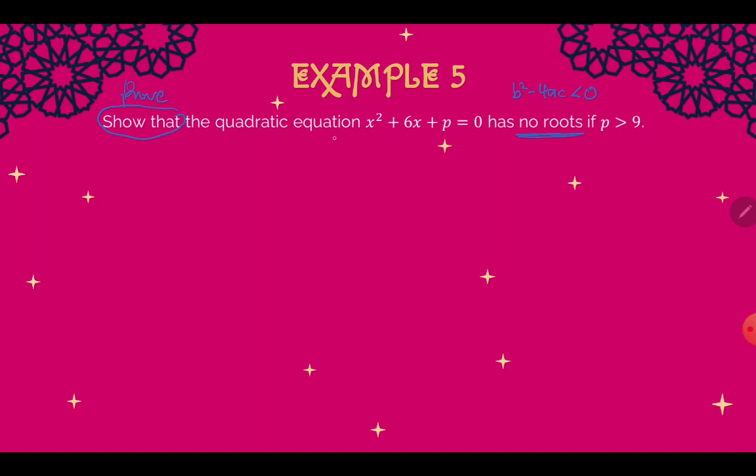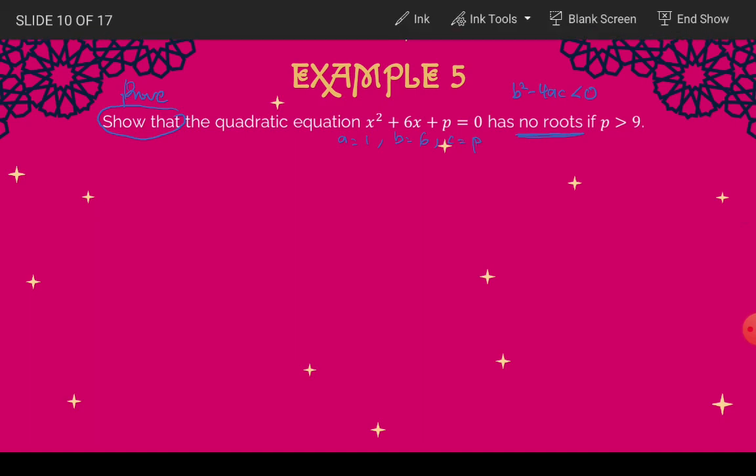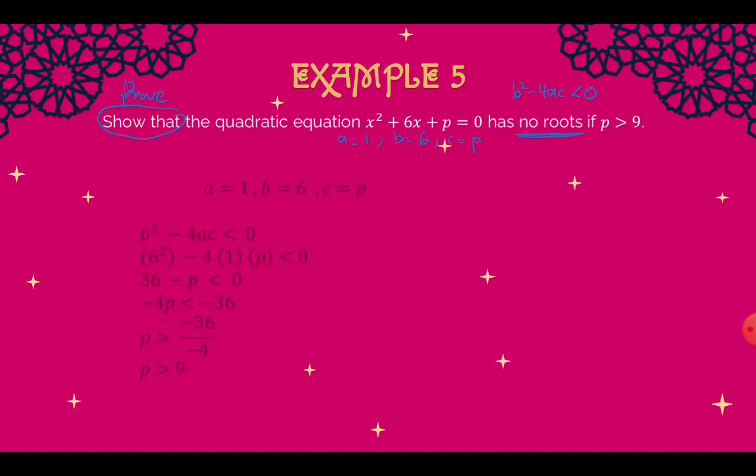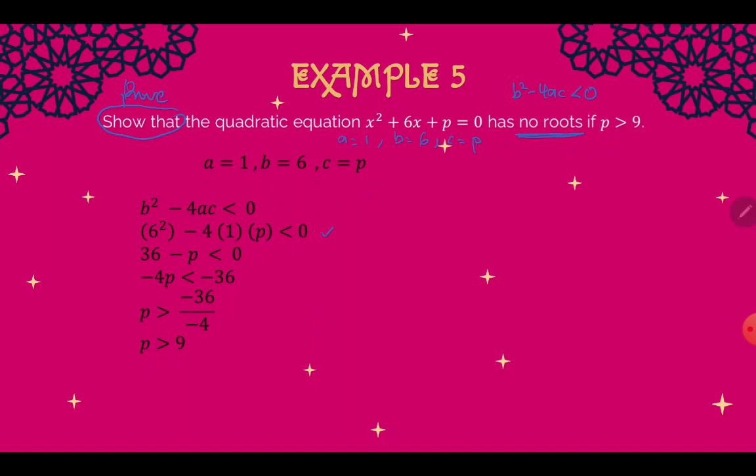So what is our value of a? a equals 1, b equals 6, and c equals p. So what should we do? Substitute all the values of a, b, and c into discriminant less than 0. Okay, so let's look at the solution. This is what we get when we substitute the values of a, b, and c.